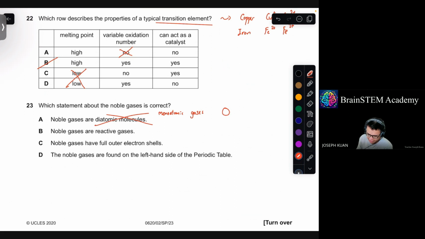B, noble gases are reactive gases. That is the exact opposite of noble gases. They are extremely unreactive. C, noble gases have full outer electron shells. That is correct. That's why they are unreactive, and they occur singly. So the answer is C, and they're actually found on the right hand side of the periodic table.